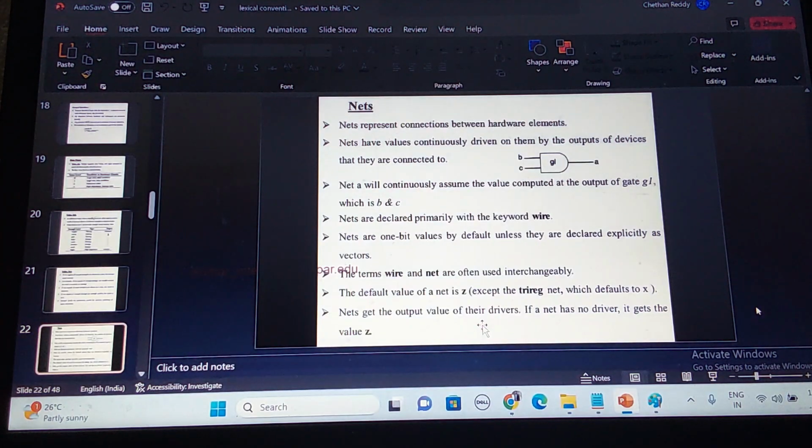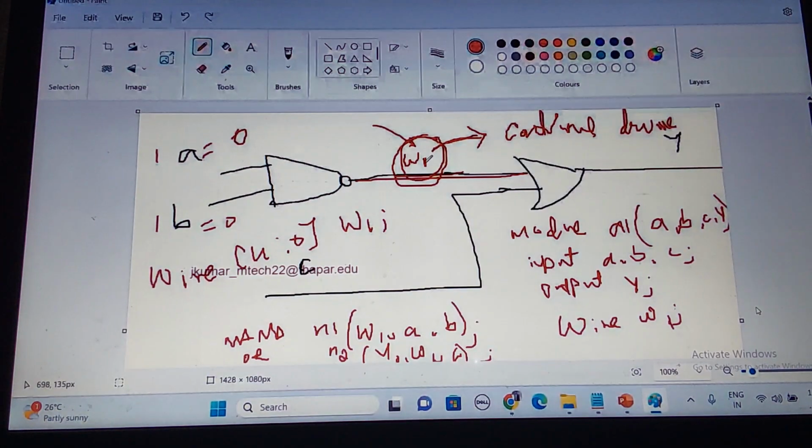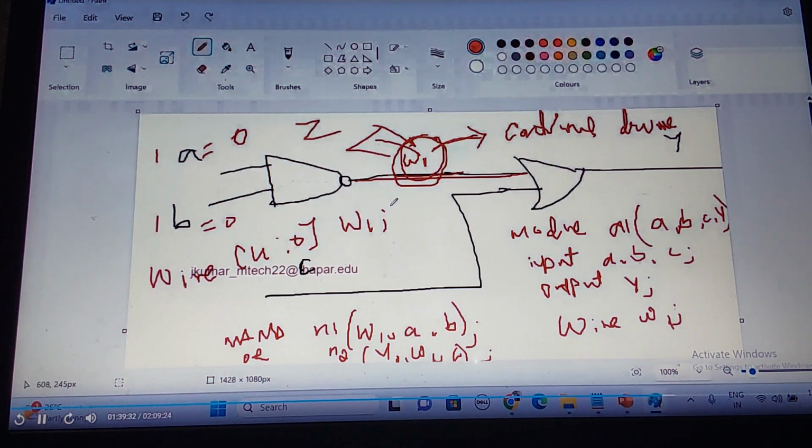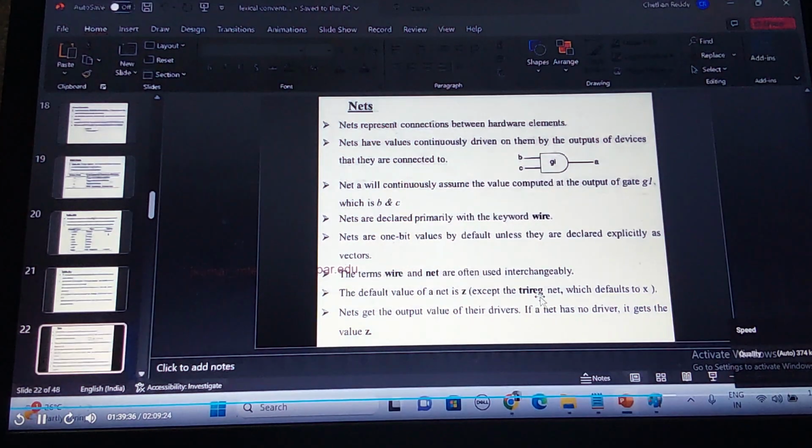Right. So let us take this example. I'm giving A as 0, B as 0. What is W1 computing? A NAND operation, right? NAND of 0, 0 gives 1. If I'm giving 1, 1, W1 is given as 0. If I'm not having the A and B values, what is the default value of W1? This will be high impedance. You can understand, except for trireg net data type, whose default value is X. Do you understand what is meant by net data type?